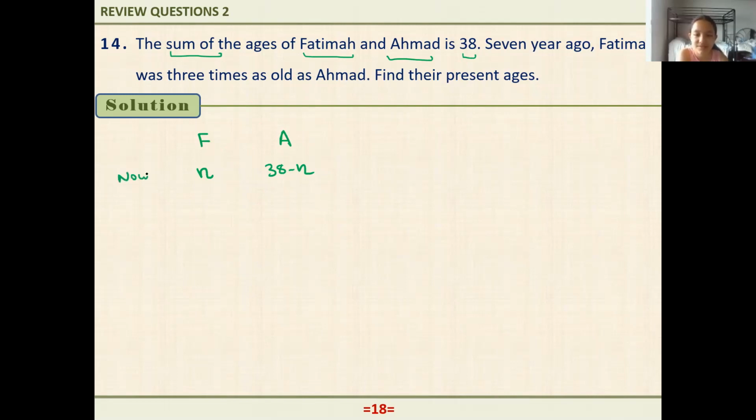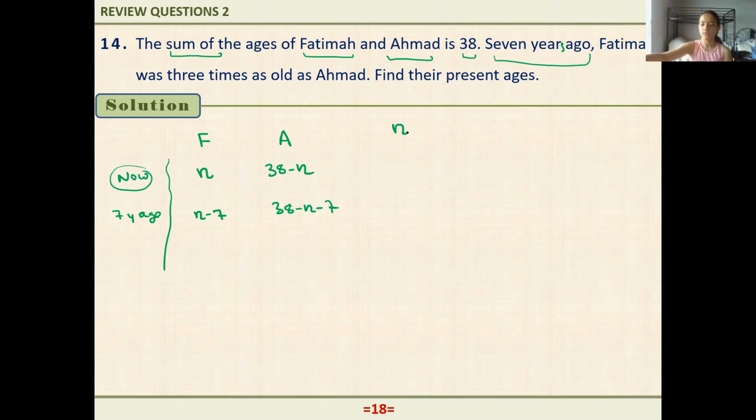It says now, right? The present time. Continue. It says that 7 years ago. Now the question for you, Shahina. 7 years ago, what was Fatima's age if she is now N years old? N minus 7. How about Ahmad's age? 38 minus N, minus 7. Very good. Now it says 7 years ago, Fatima was 3 times as old as Ahmad.